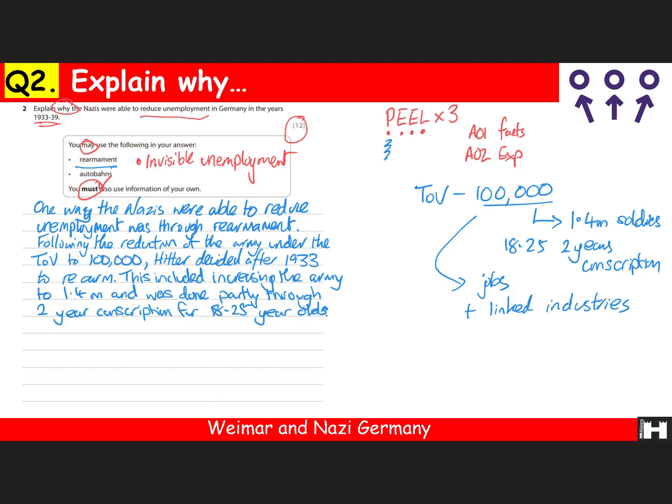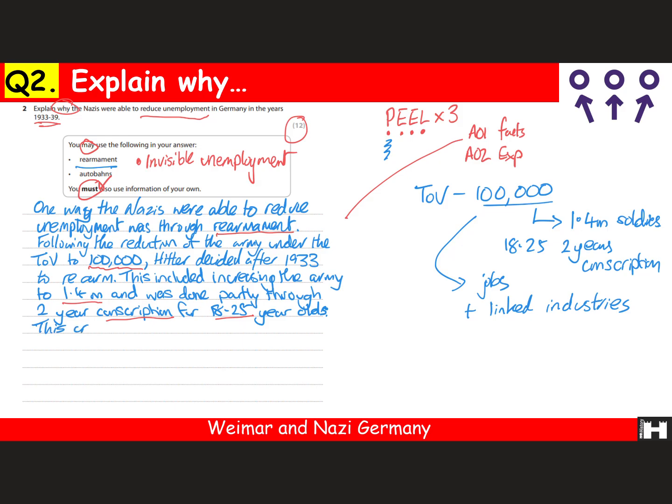So what I've done, if I just change the pen colour very quickly, is I've got my nice clear point here. I've got some detail in here about 100,000. I'm talking about them increasing it to 1.4 million. I'm talking about the conscription. So I've got some precise detail here, which is going to get me, if I put it up here, the AO1. And what I need to do really is then explain and link back more to creating jobs.